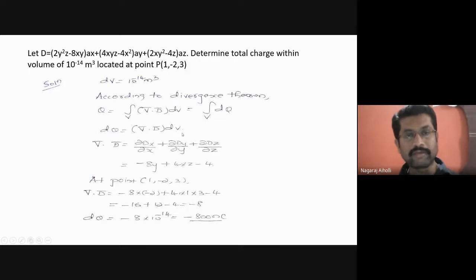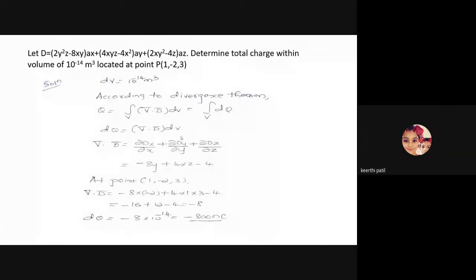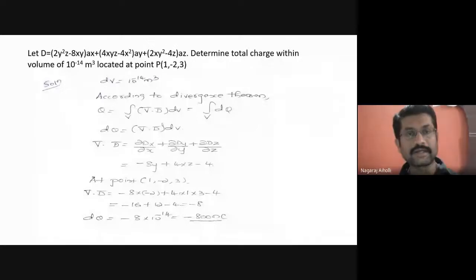dv is how much, friends? dv given is 10 raised to minus 14 meter cube. Therefore, dQ will be equal to del dot D bar into dv. Del dot D bar is minus 8, dv is 10 raised to minus 14 meter cube. So this comes out to minus 800 nanocoulombs. If you simplify this, you will get minus 800 nanocoulomb.